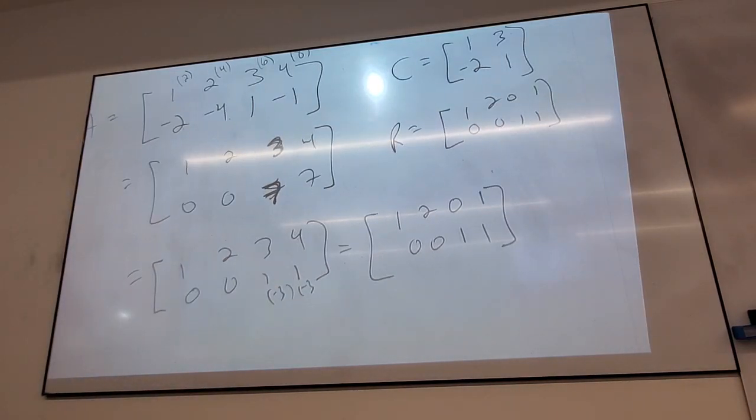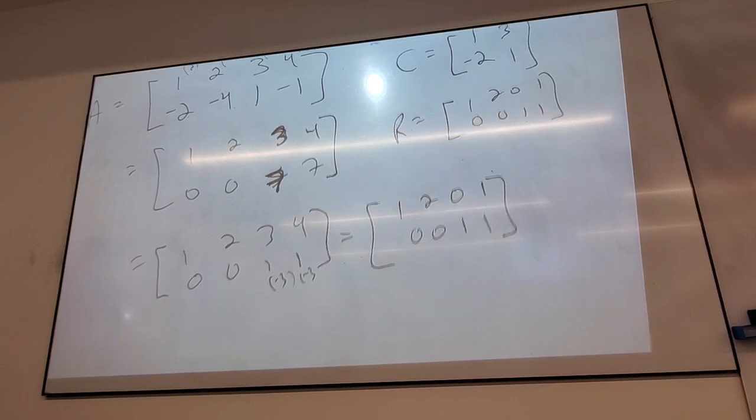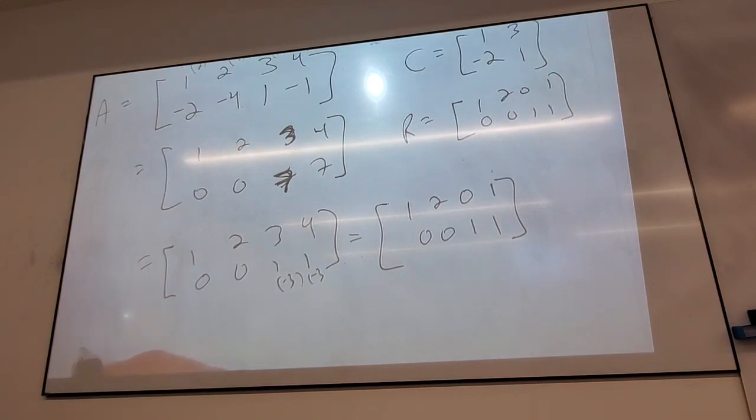Since we defined matrix multiplication, it's very natural to think, okay, there must be a way to undo multiplication. Let me see. Oh, look at that. I got something.